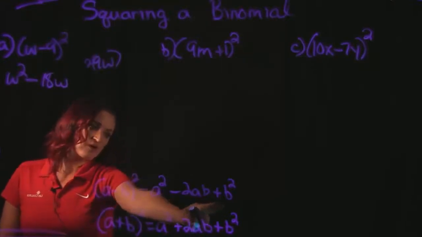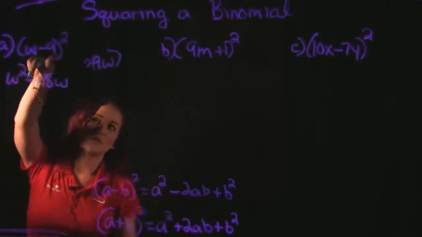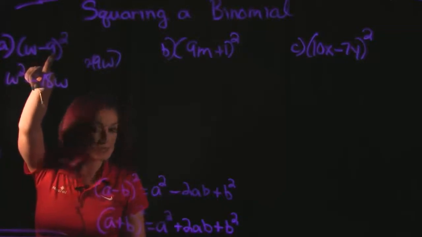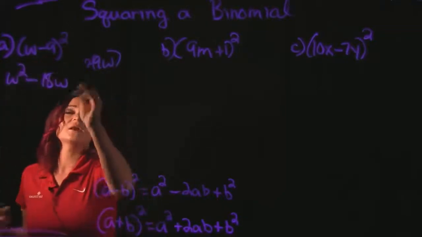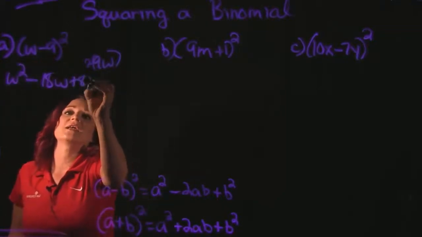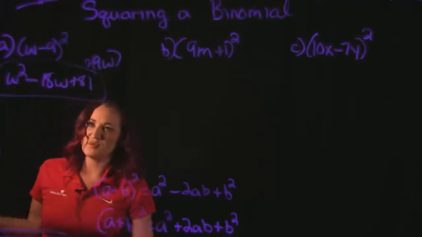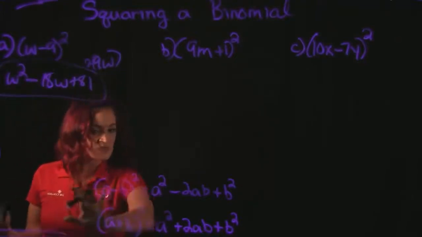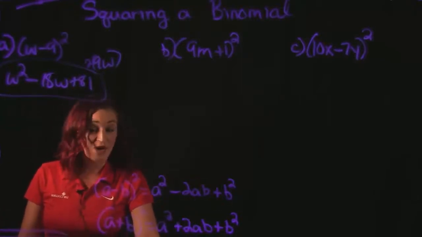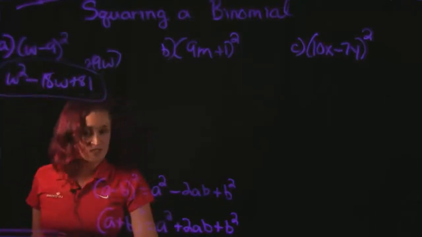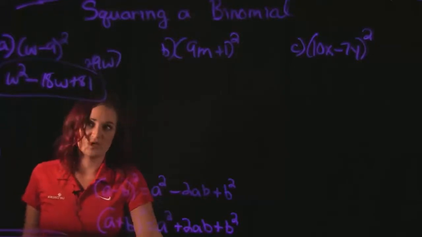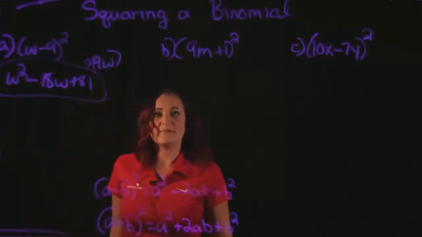Then we're going to square the second term, our b term here. So our b term here is a 9, and if we square 9, 9 times 9 is 81. And there we go. That is our solution. There's no simplifying, nothing left to do as long as we follow this formula here. So a somewhat quick way to get to your solution. So let's look at this again.